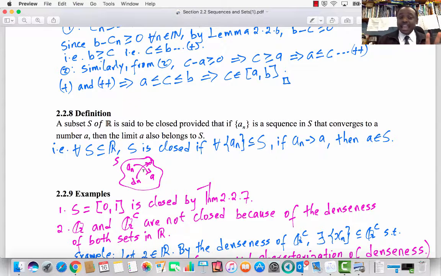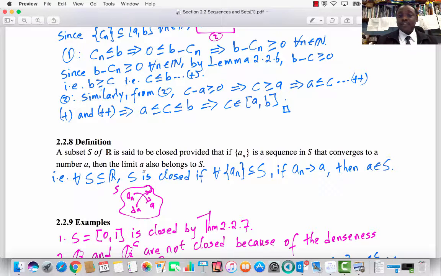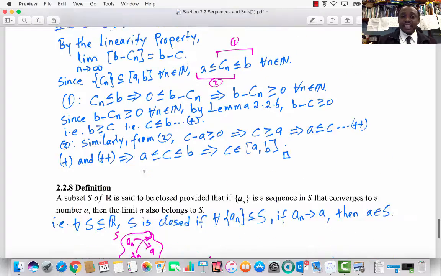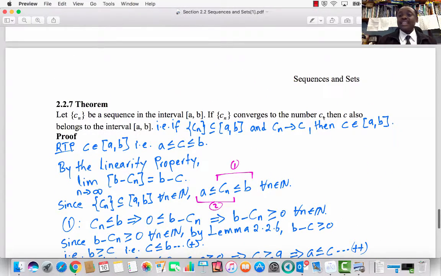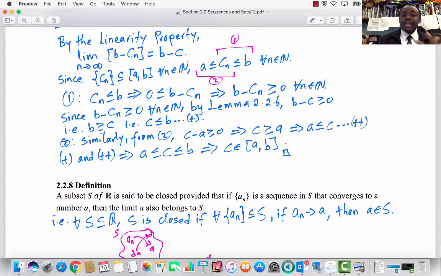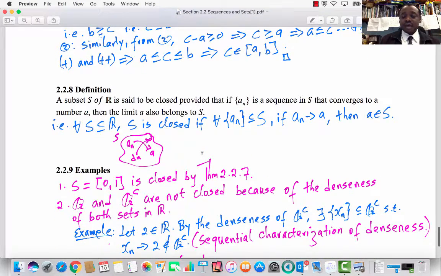That does not say that every sequence in S converges, but if one converges, it must converge to a point in S. An converges to A. Dn converges, it converges to D. Any sequence in S that converges must converge to a point in S. Interesting. So the closed interval above, which we saw in Theorem 2.2.7, is closed because whenever there is a sequence Cn in that interval and the sequence converges to C, C also belongs to that interval. So that is what I call the sequential definition of closedness.